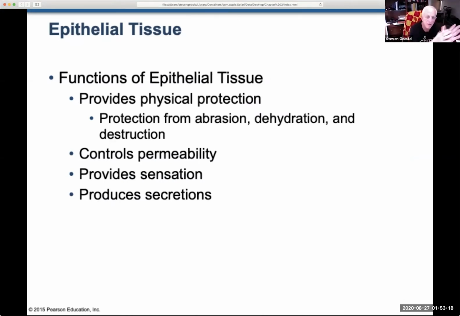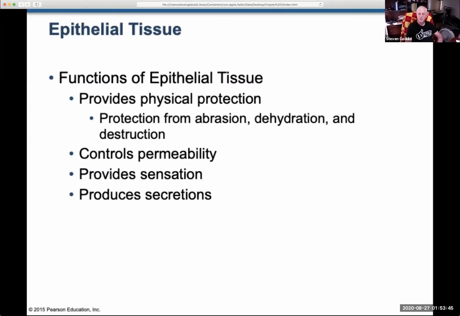The function of epithelial tissue provides physical protection, protects from abrasion, protects from dehydration, and prevents destruction. Okay, and it protects the structures underneath. It controls permeability, so water cannot get in or out, allows you not to dehydrate, and it makes the body waterproof. So all the water in the surrounding environment doesn't enter your body.